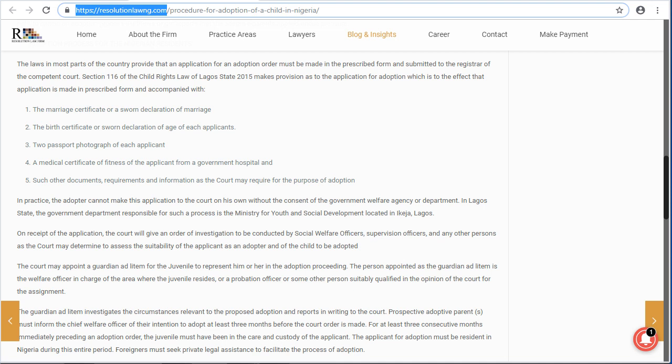On receipt of the application, the court will give an order of investigation to be conducted by social welfare officers, supervision officers, and any other person as the court may determine to assess the stability of the applicant as an adopter and of the child to be adopted.